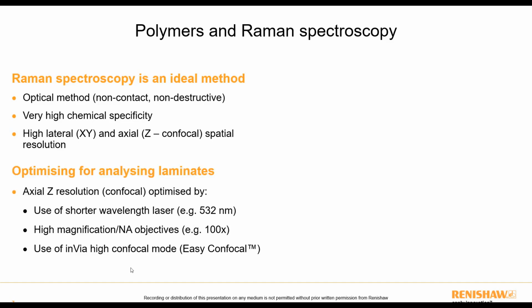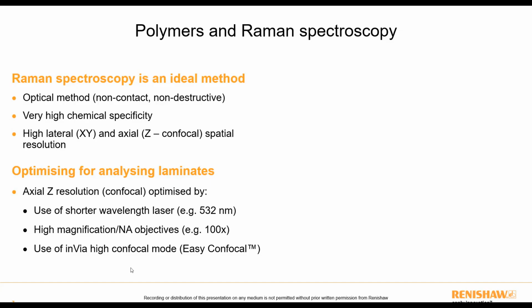So when analysing laminates, we really want to optimize for our confocal setup. To do this, we generally want to use a shorter laser wavelength. In this work, we've used a 532 nanometer laser. The shorter the laser wavelength, the higher the confocality. We want to use high magnification and NA objectives. NA is numerical aperture. Again, this gives us a really high confocal performance.